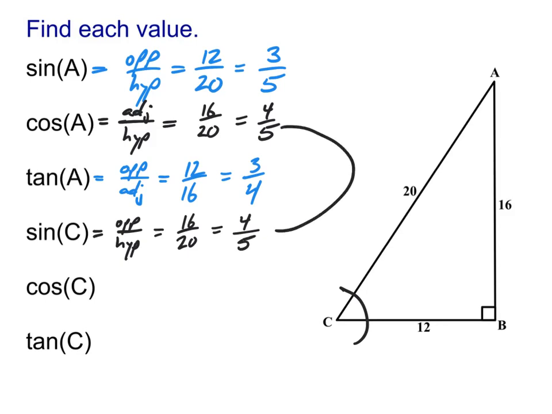Notice, those two are the same. Cosine of A is equal to the sine of C. And yes, that would actually always be the case when you're dealing with the exact same triangle like that.